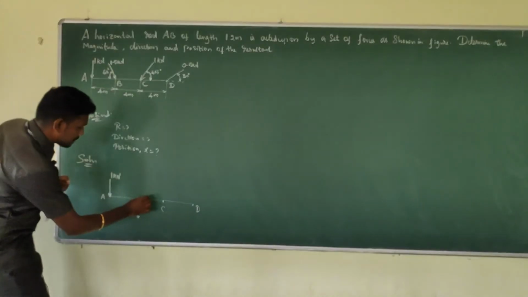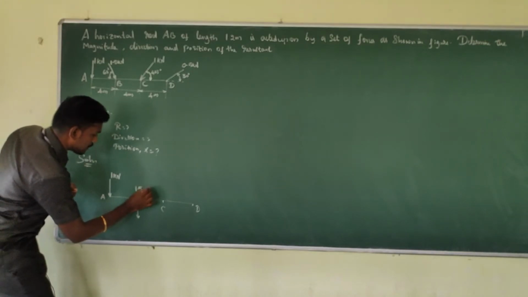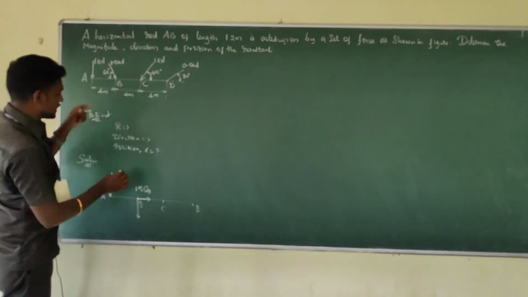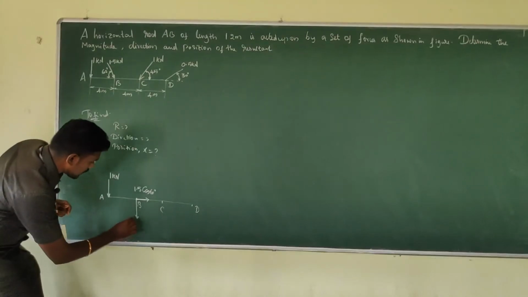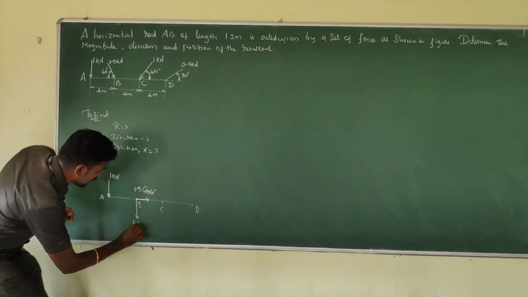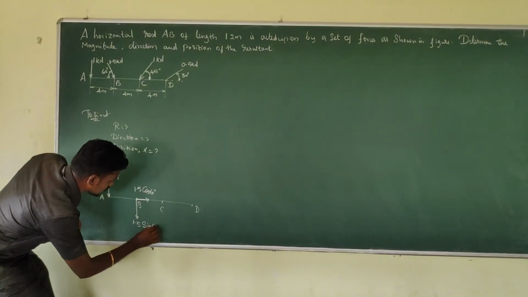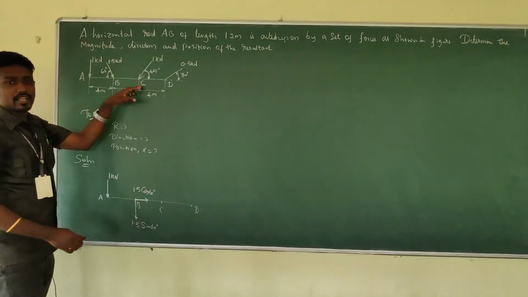In designating this force, I can say 1.5 cos theta for the horizontal force. Here it is 60 degrees. And for the vertical force, 1.5 sine 60 degrees. The vertical component is a sine. Come to the next force.